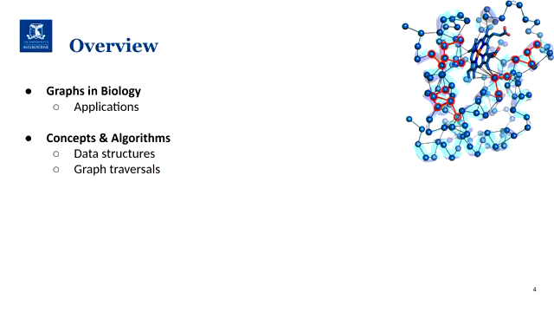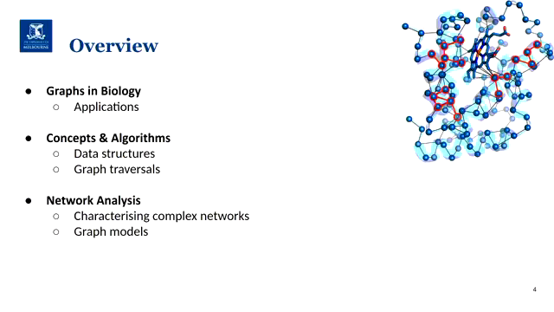Mostly, we'll talk about data structures, how do we represent graphs and networks in a computer, and we'll focus on 2 important algorithms that are related to graph traversal. So how do we visit vertices in a graph in a systematic way? And on Friday, we're going to talk about network analysis and network characterization. So how do we extract information from complex networks and the different graph models we have?